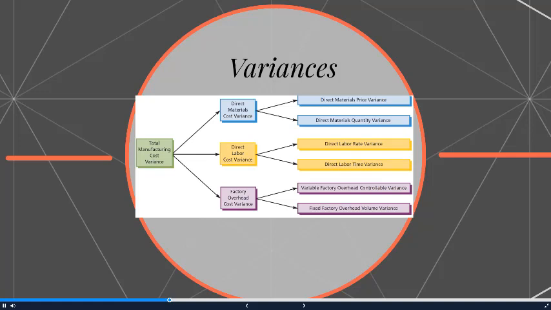And then we'll take a closer look at our factory overhead variances. The first factory overhead variance refers to the variable factory overhead controllable variance. And the second one is looking at the factory overhead volume variance. This refers to that fixed overhead.